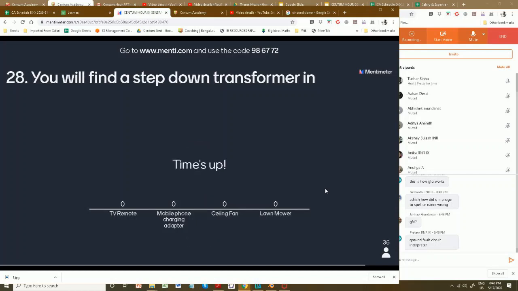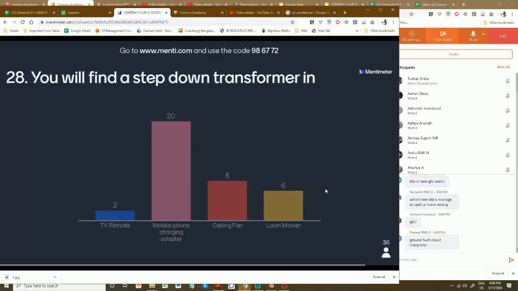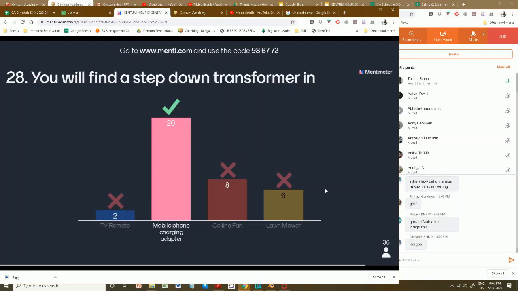This was easy. Mobile phone charging adapter. Very good. Why do you need a transformer there? What does it do? What does the transformer do there? Any idea?